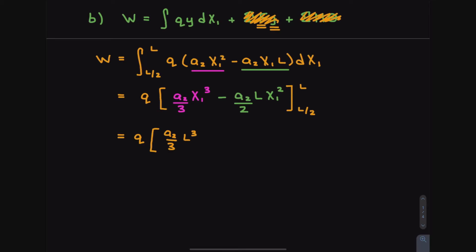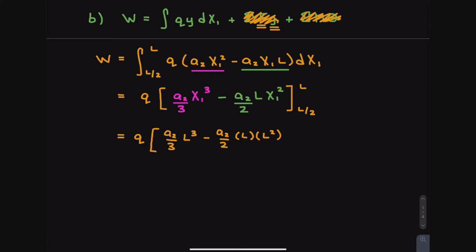So this will simply just be L cubed. And I say, all right, well, in my next term, I have minus A2 divided by 2 multiplied by L, and then multiplied by x1 squared. So, of course, when I substitute x1 is equal to L, I get L squared. Something like that, not too bad.